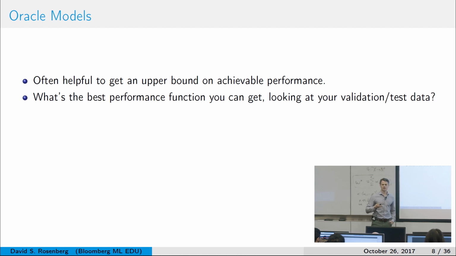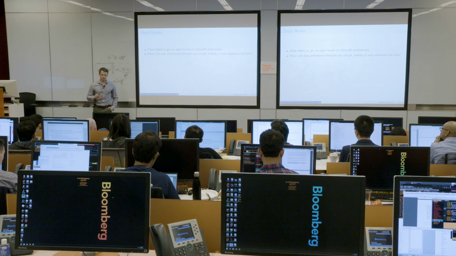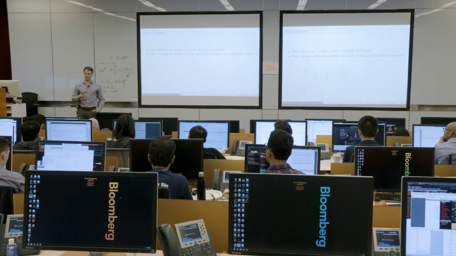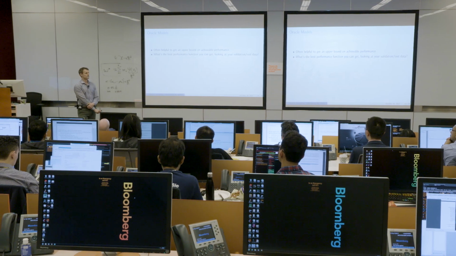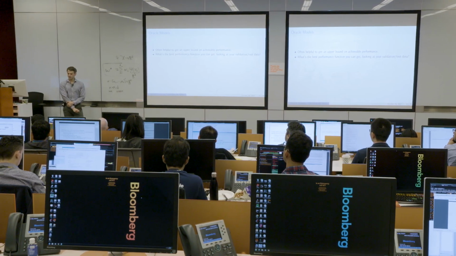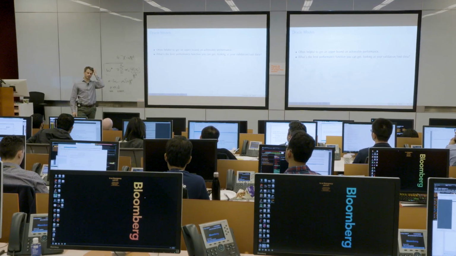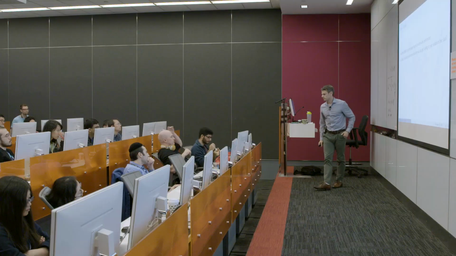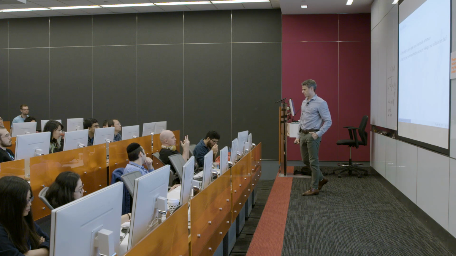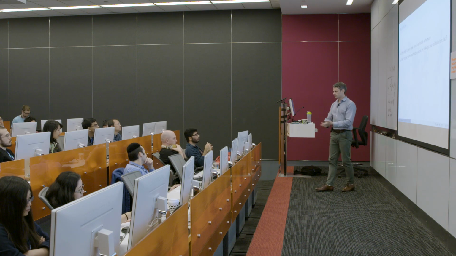So you basically allow yourself to look at the validation or test set in building your model. If you were to look at your validation set and you were given free rein to build any prediction function you want, is there any reason you wouldn't be able to achieve zero loss? Yeah? If you have different outputs for the same input. Great. So that's our go-to counterexample.